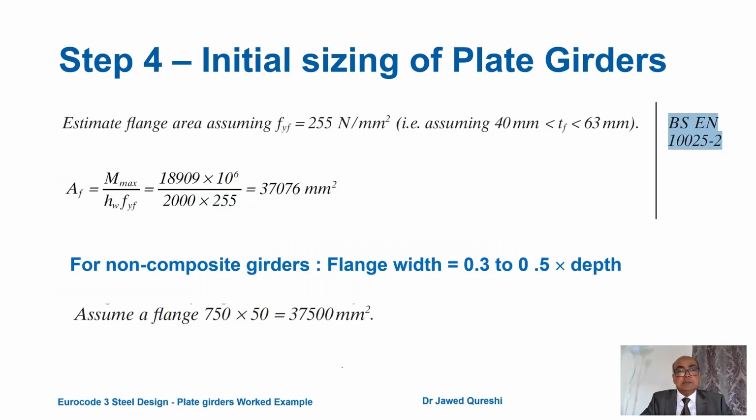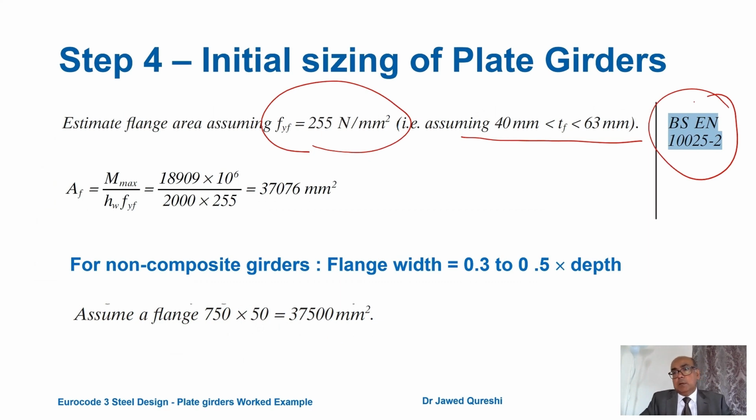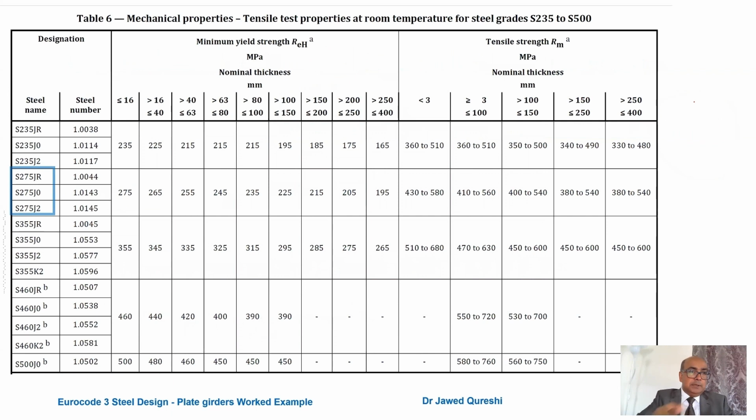If I estimate the flange area, assuming that the thickness of flange will be between 40 and 63, then I will get fyf as 255 from this code, BS EN 10025-2. Next slide I will show you. Here we have S275 steel. For thickness greater than 40 and less than 63 millimeter, the yield stress comes out to be 255. As we increase the thickness of plates, yield stress is going to reduce.